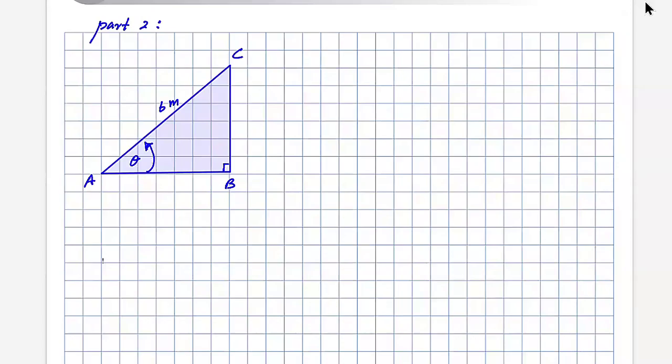So in part 2, firstly, we will discuss this question, which relates with the last week as well. Let the angle be theta. BAC is theta and AC is 6 meters. That's the distance. Find AB, BC distances.